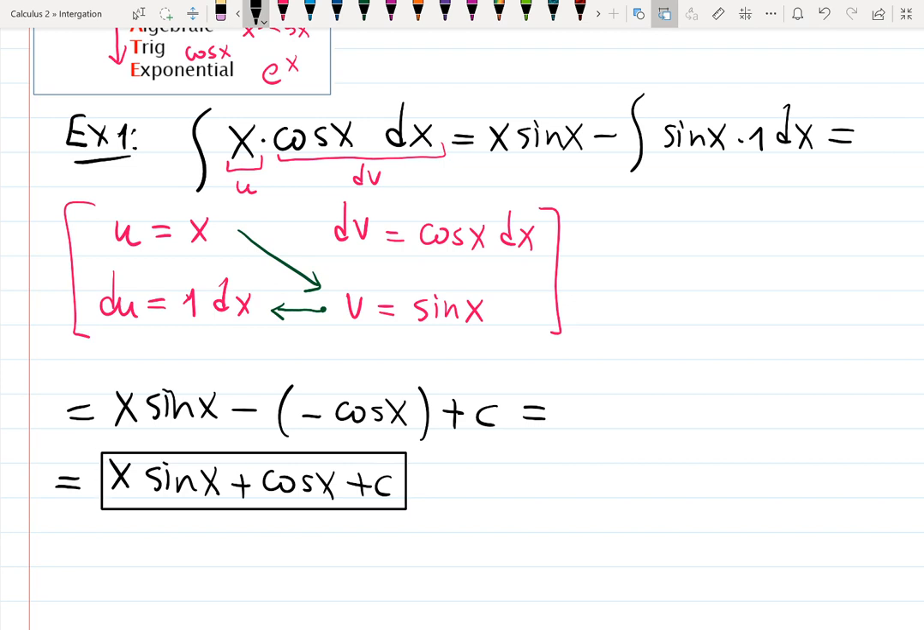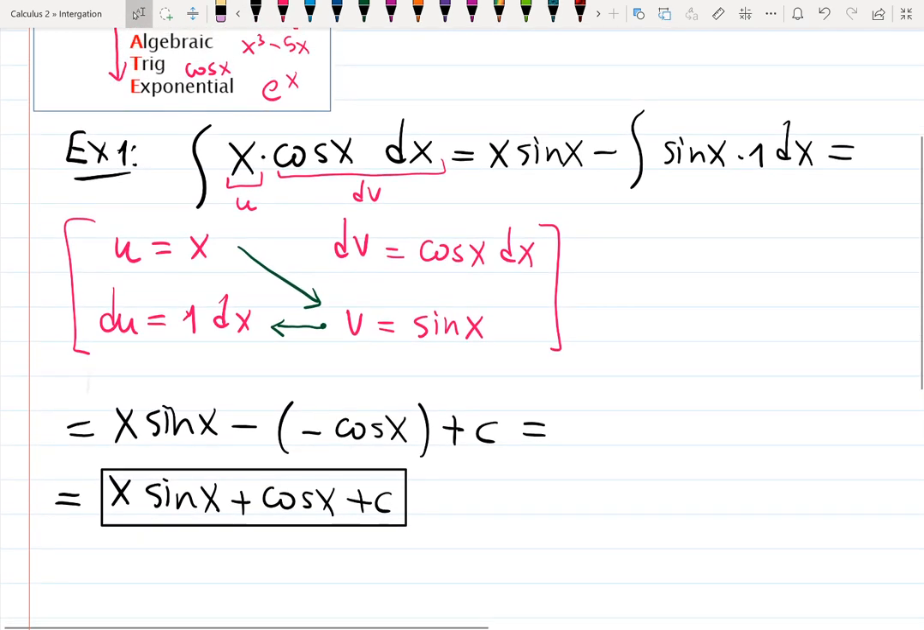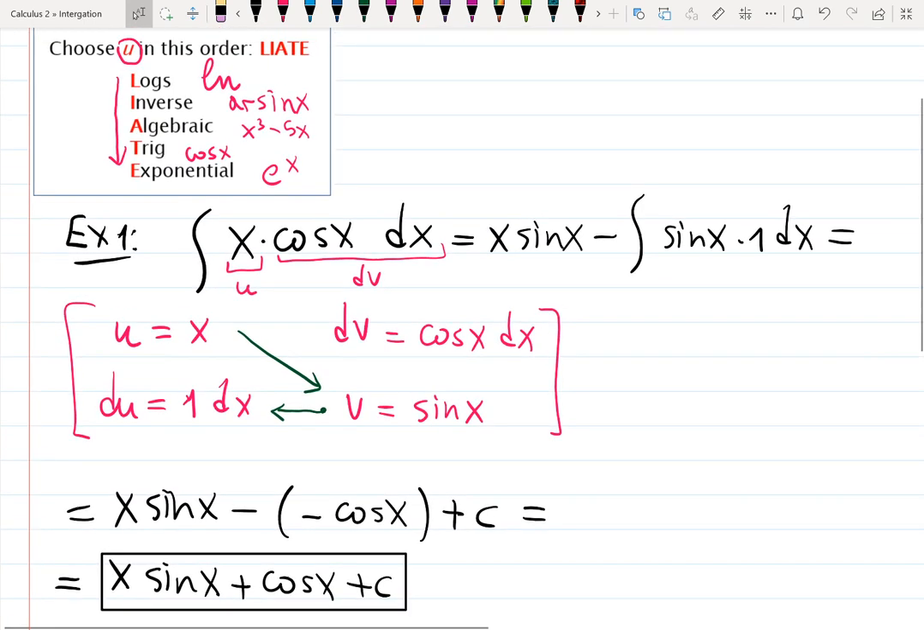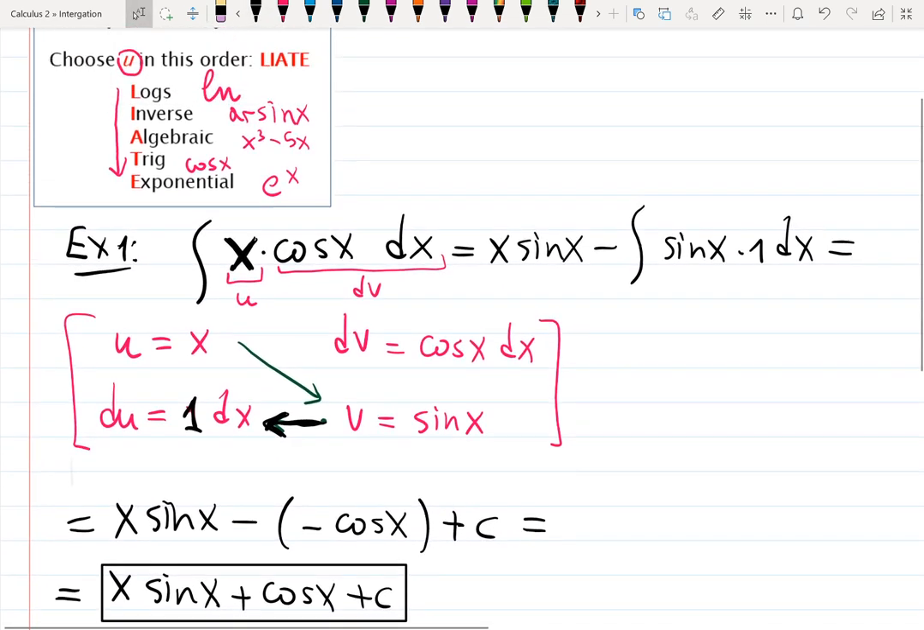So our choice was good. It worked really well. It would not actually work if you chose the other way around. If I would choose cosine to be u, then derivative of u will be negative sine, then dv will be x, and integral of x will be x squared over 2, and it will not make the second integral easy. The whole idea was to use this x as u and to get rid of it. When you differentiated this x, what happened? It became 1. And then this 1 went to the integral. So this integral became simpler to integrate.